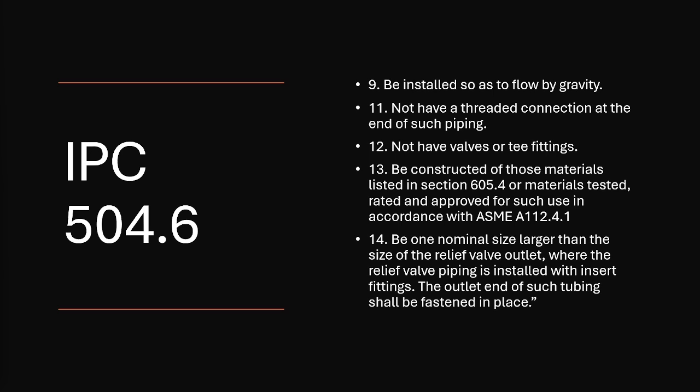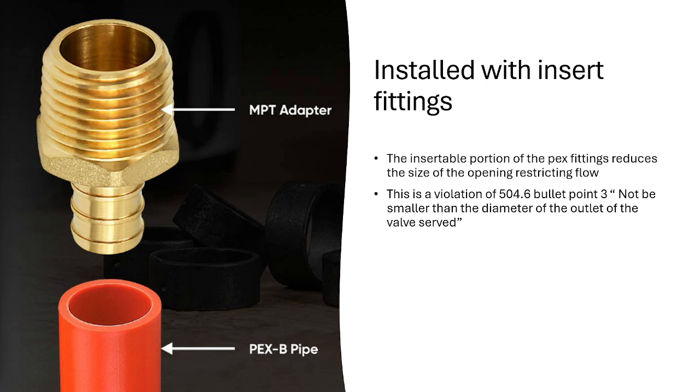Point number 14 says it must be one nominal size larger than the size of the relief valve outlet. Where the relief valve piping is installed with insert fittings, the outlet end of such tubing shall be fastened in place. So when dealing with standard water heaters, that outlet, that TMP valve outlet is 3/4 of an inch. So what they're saying is the pipe can never reduce in size. It cannot be less than 3/4 of an inch. So when we're talking about insert fittings, go to our next slide.